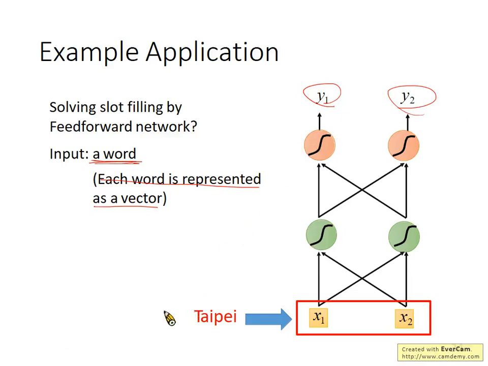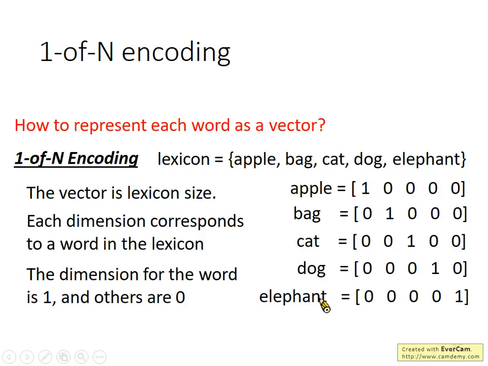So in this case, we need to transform each word into a vector first. And how can we represent that? How can we represent a word as a vector? Actually, there are several methods to do this. One of them is one-of-n encoding, or sometimes called one-hot representation or one-hot encoding.